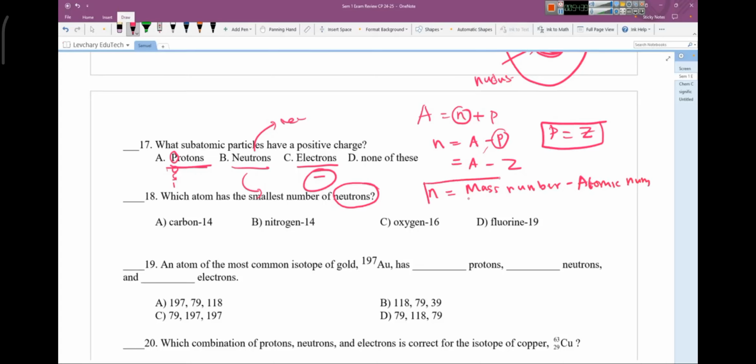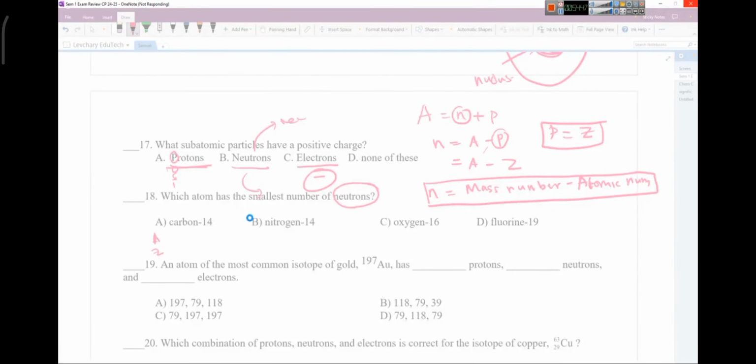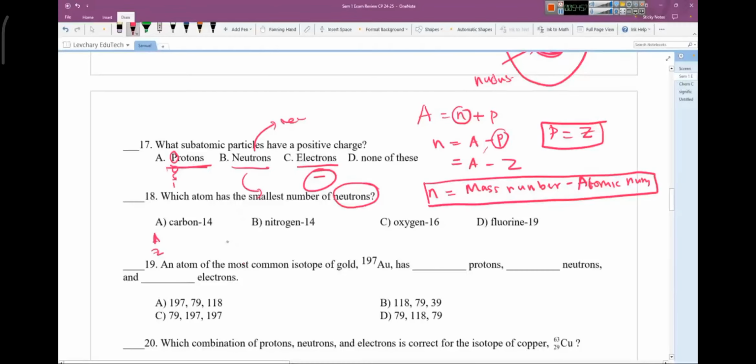right? So using this formula, I have to calculate the number of neutrons in all these atoms and find the answer. Now tell me the A and Z, right? So mass number of carbon is given here. Mass number of carbon is 14 and nitrogen also 14. Oxygen 16, fluorine 19. So I will write them 14, 14, 16 and 19. And Z, atomic number.